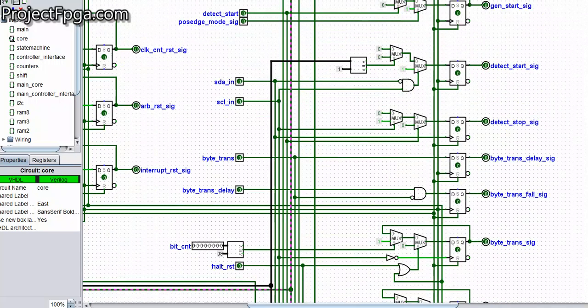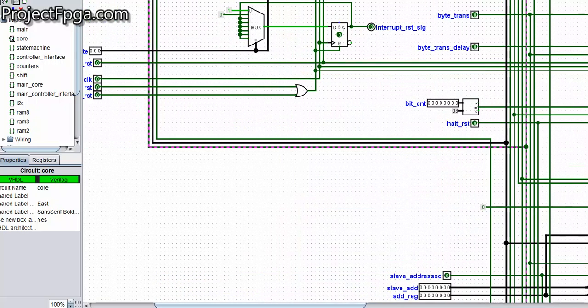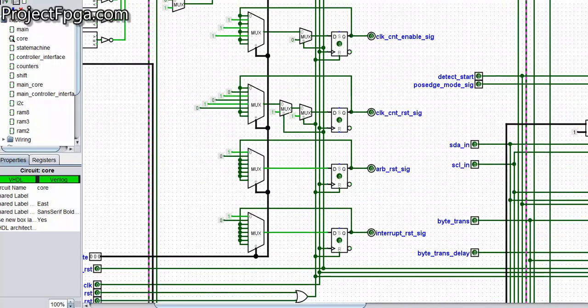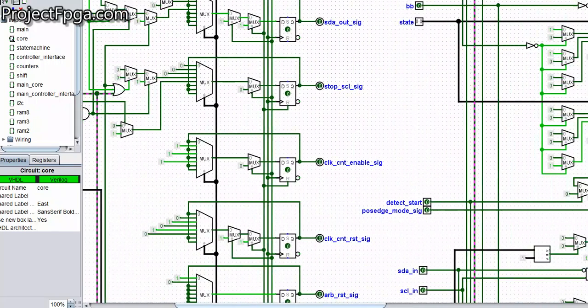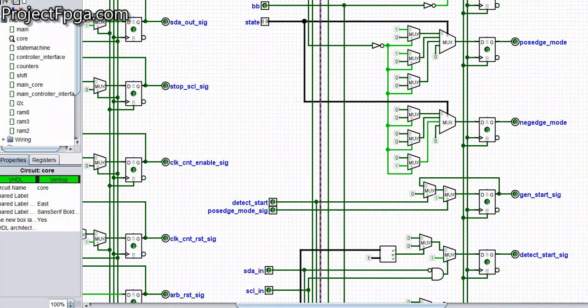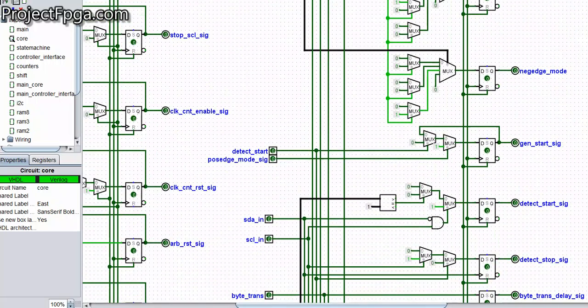Let me trace it down here. Oh, quite far. Arbitration lost, and this one, negative mode sig. Okay, let's see this.